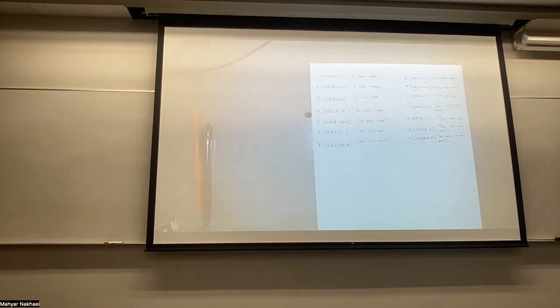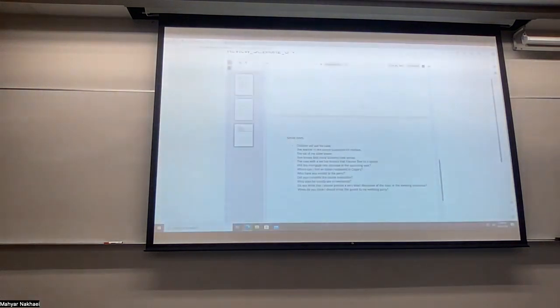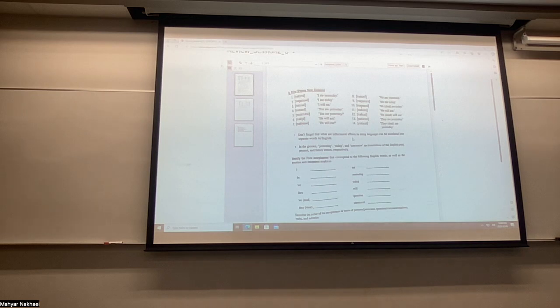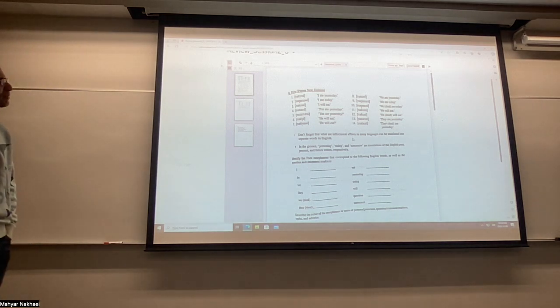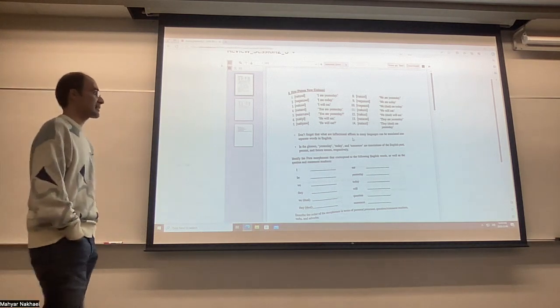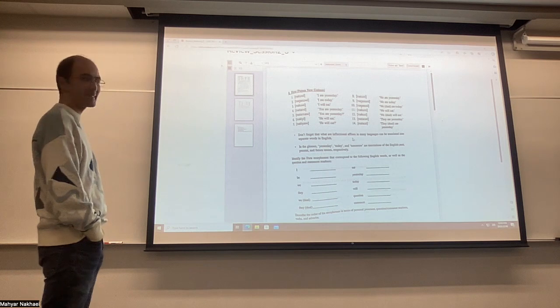Now, let's work on this problem set. It says it's from Foray, a language spoken in New Guinea. And then it says identify the morphemes that correspond to the following English words, as well as the question and statement marker. So here it's a little bit more complicated because you have sentences instead of words.